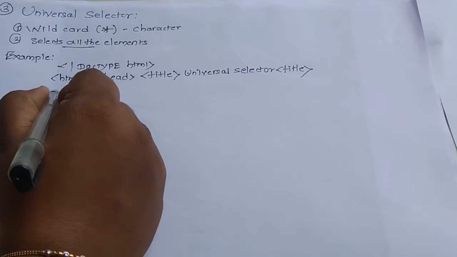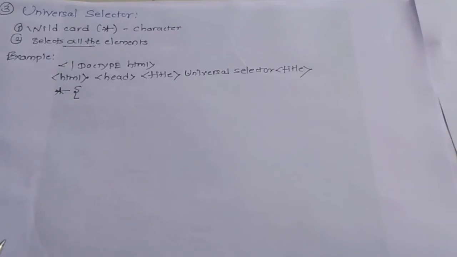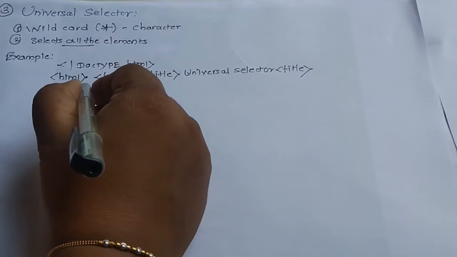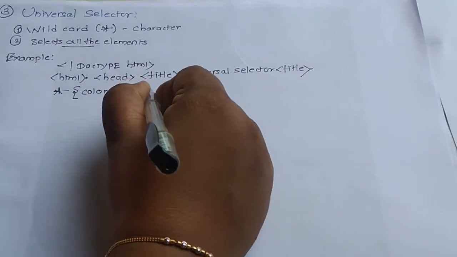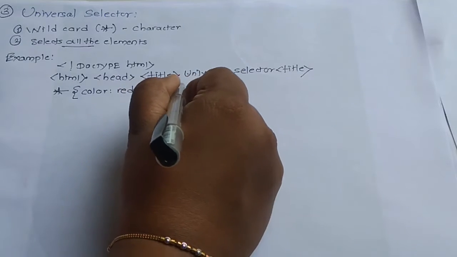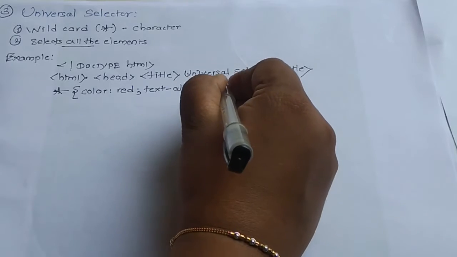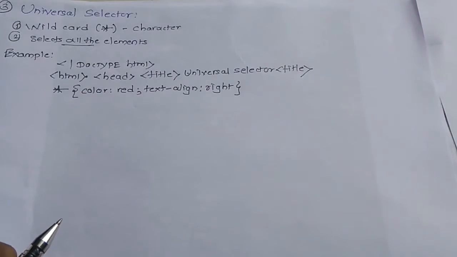Now we have to define the universal selector. So I will use the asterisk sign here. Then in the bracket, suppose the text which I am going to use, for that I want to give a red color and I will align the text to the right. So two properties I am going to test: the first one is color, that is red, and the second one is text-align: right. That means whatever text I will write, all the text will get aligned to the right side.